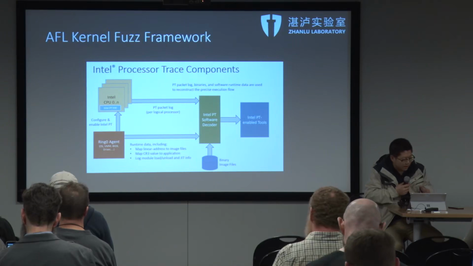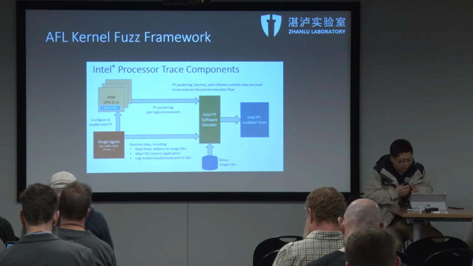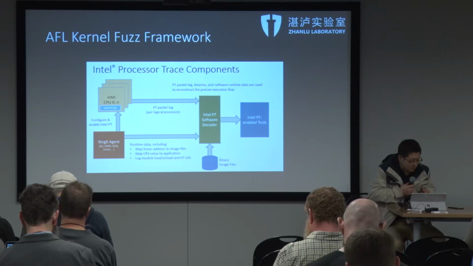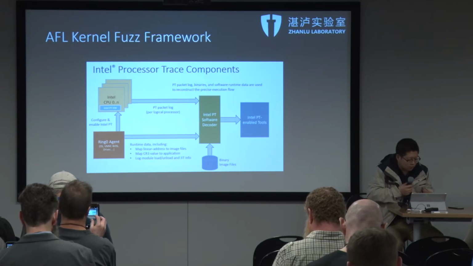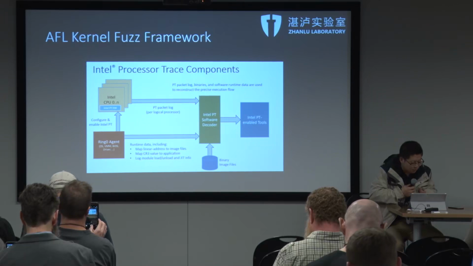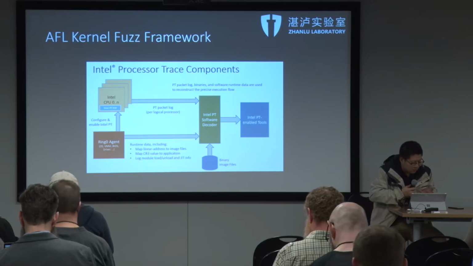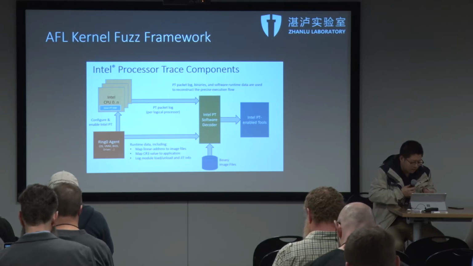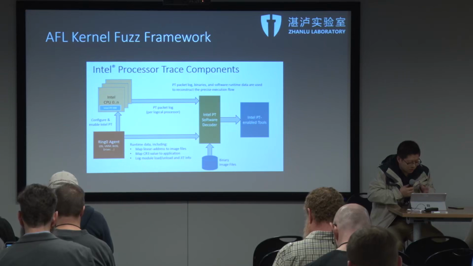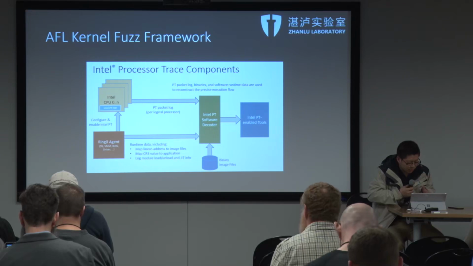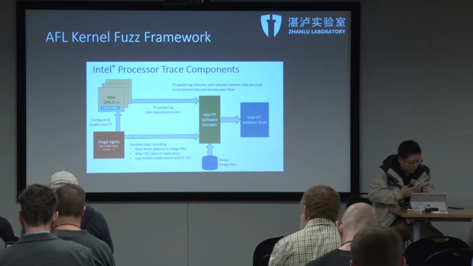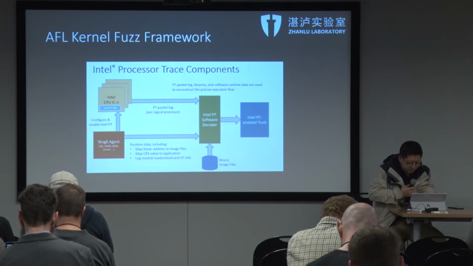Here is the AFL kernel fuzz framework. We need the Intel processor trace components. We need a CPU and we need the ptrace function, the entire ptrace software decoder, and some decoder tools.